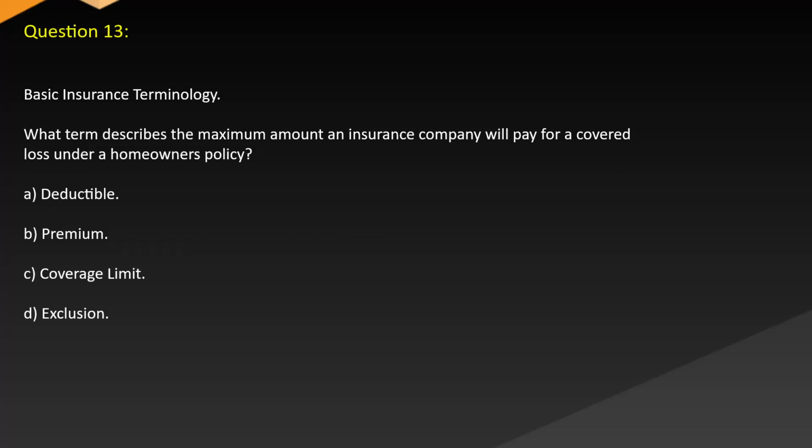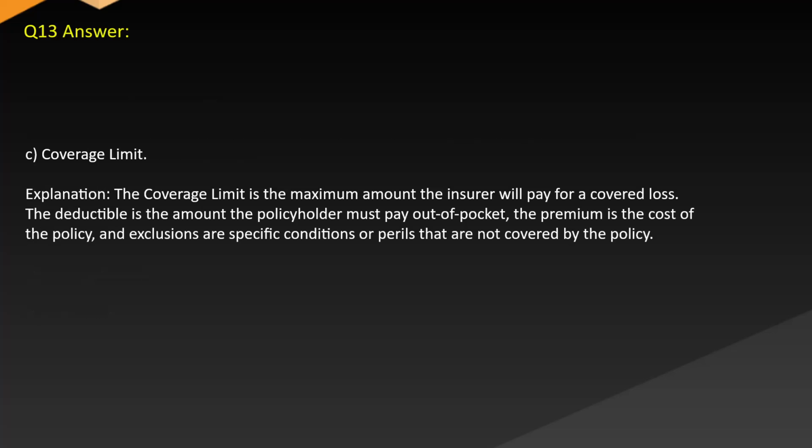Question 13. Basic insurance terminology. What term describes the maximum amount an insurance company will pay for a covered loss under a homeowner's policy? A. Deductible. B. Premium. C. Coverage limit. D. Exclusion. Answer C. Coverage limit. Explanation: the coverage limit is the maximum amount the insurer will pay for a covered loss.